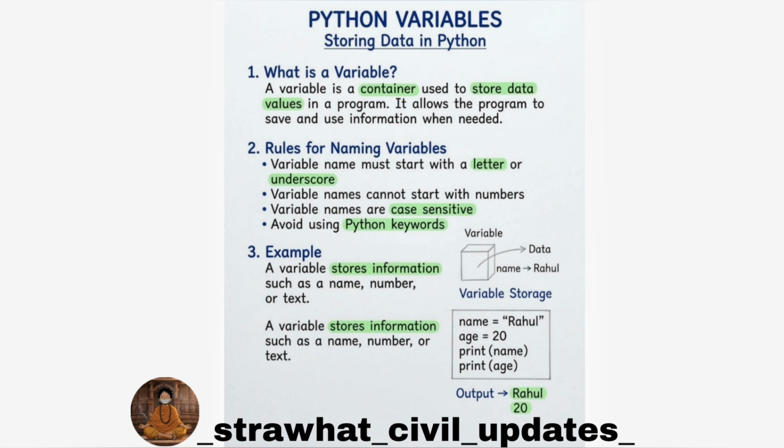Data. Name: Rahul. A variable stores information such as a name, number, or text. Variable storage. name equals Rahul, age equals 20. Print name. Print age. Output: Rahul 20.